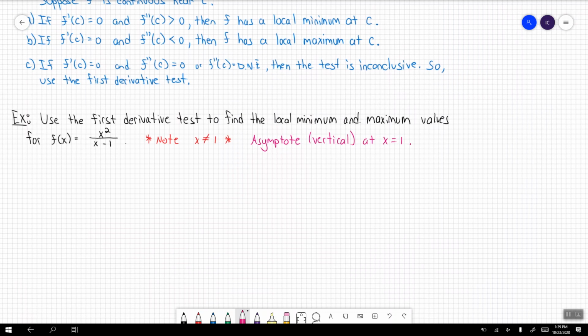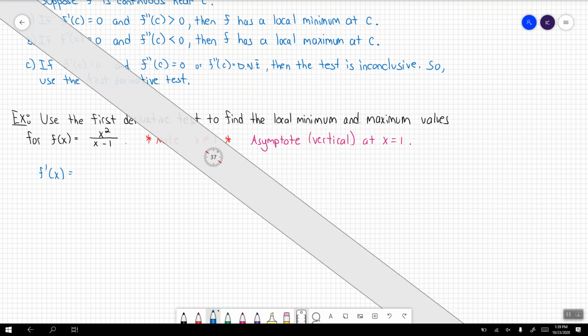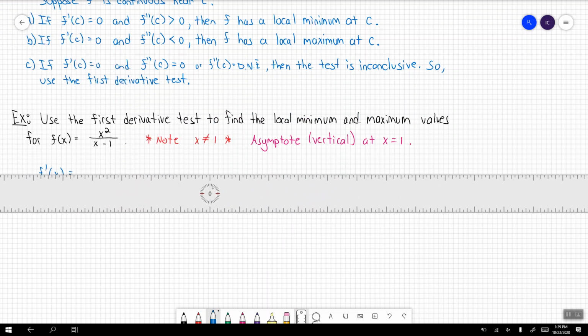Now, in order to use the first derivative test, we're going to have to make sure that we take the derivative of the function. Okay, so we're going to go through and we're going to find that derivative of the function. So we're going to take the derivative here. And the derivative of this function is going to imply that we need to use the quotient rule. The quotient rule is going to say that we need to take the derivative of the top. So that the derivative of the top is going to be 2x.